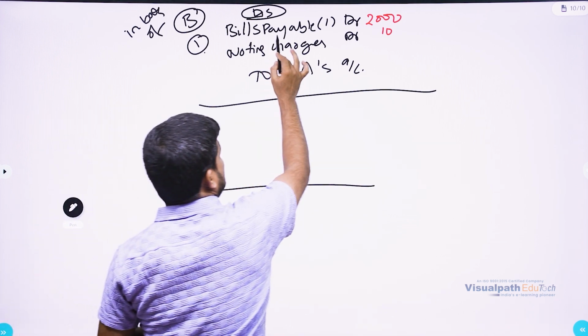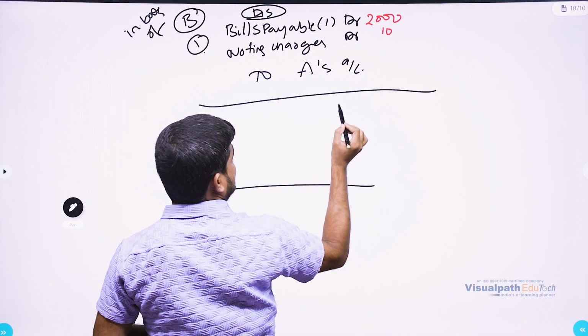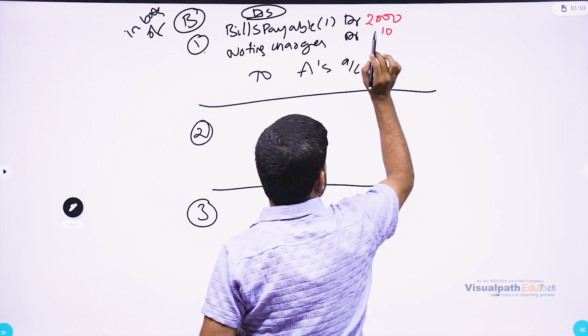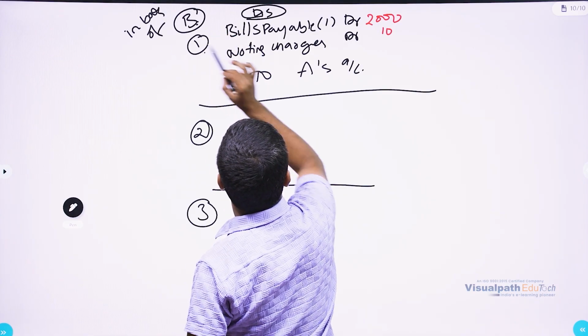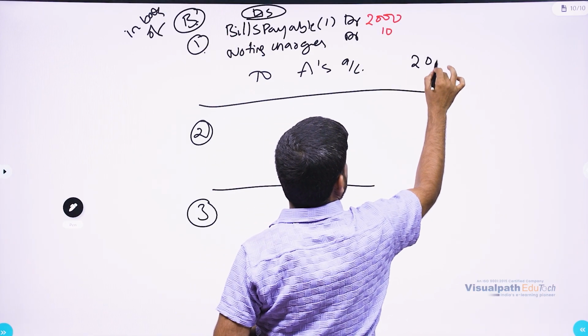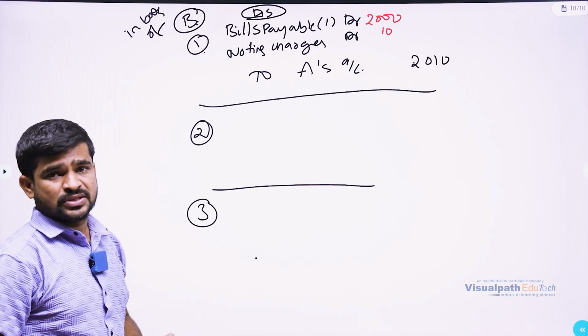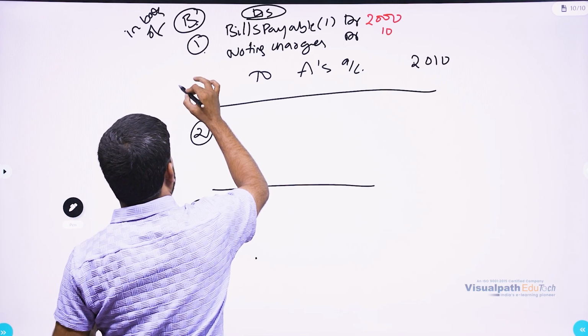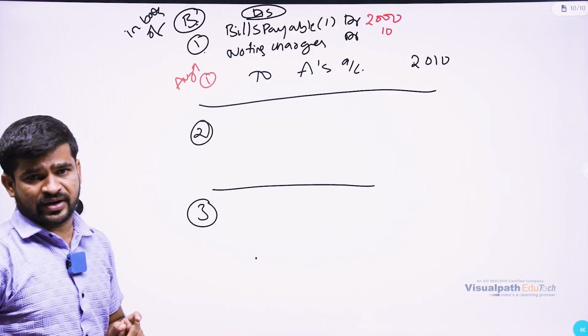Now let's see. Bills payable account debtor, noting charges account debtor to A's account, whereas the bills payable total will be 2000, noting charges 10 rupees, and B has to make the payment to A again, which is 2010 rupees, because of the 2000 rupees first bill amount and 10 rupees noting charges. This will happen on August 1st, because it is 1 month after the maturity date.